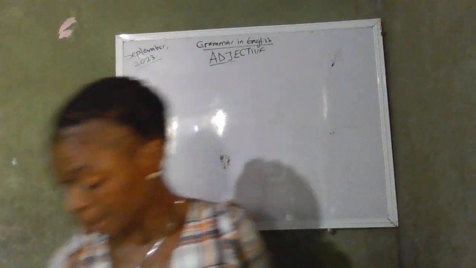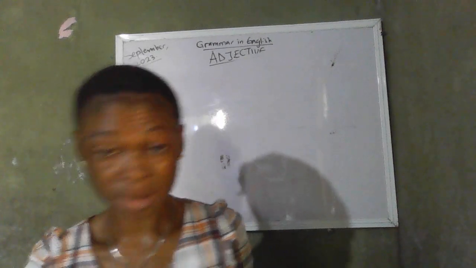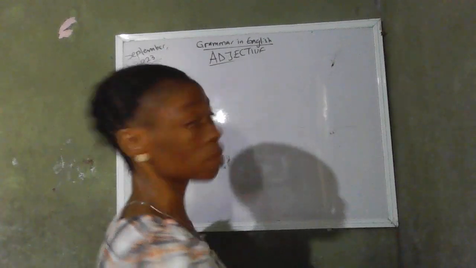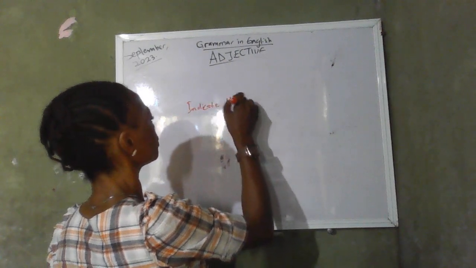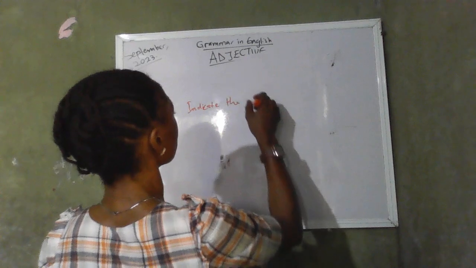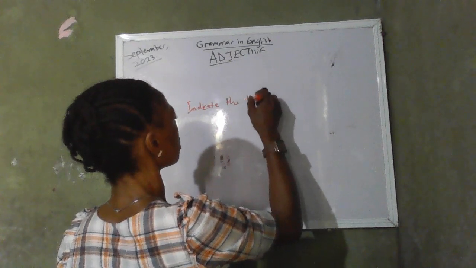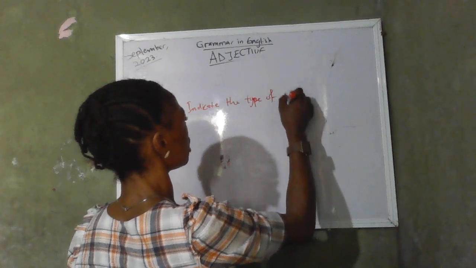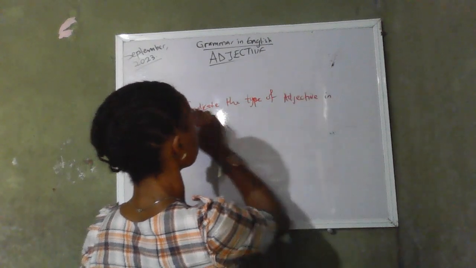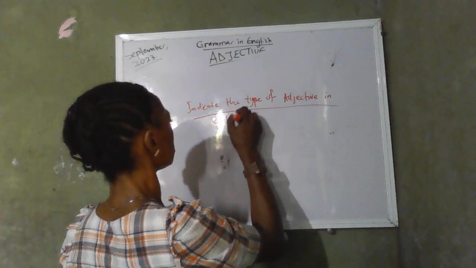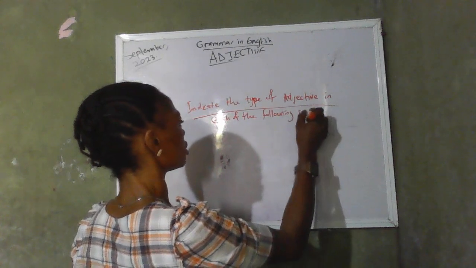So we are going to be indicating types of adjectives in the following sentences. Very quickly, you can write them down. Indicate, do not mind my handwriting, the type of adjective in each of the following sentences.